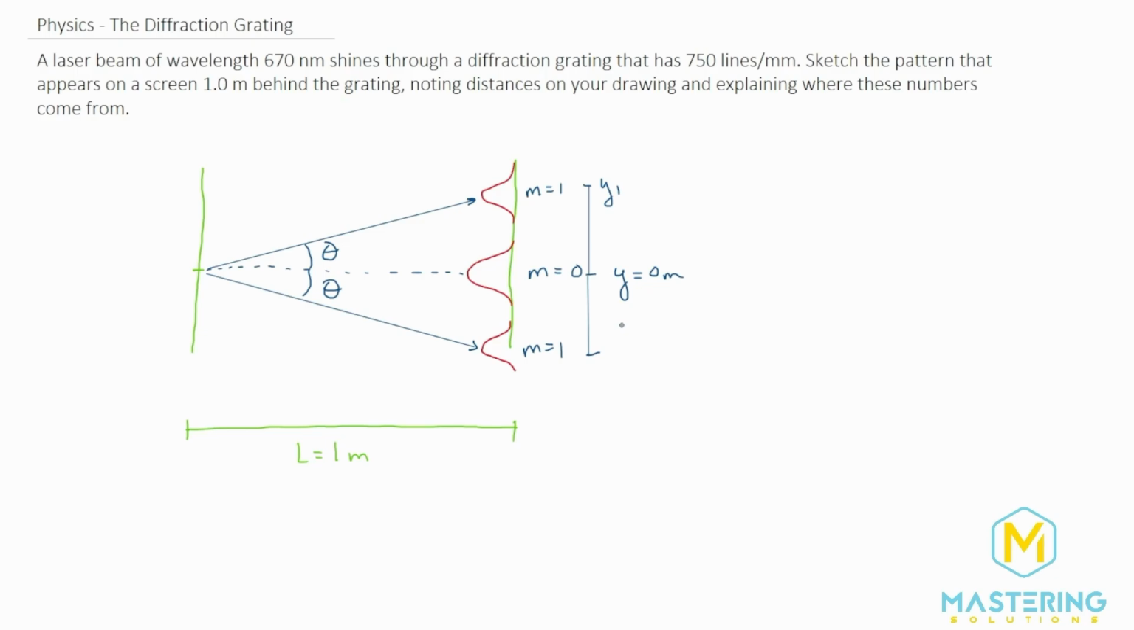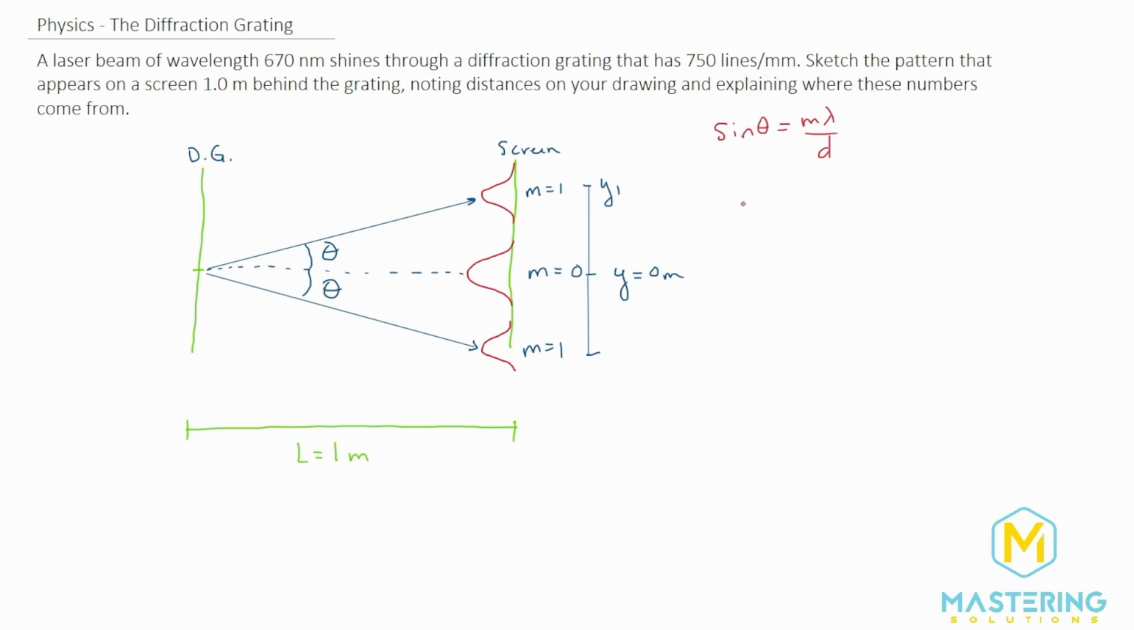So now we have to figure out what the distances and everything is. So we need to figure out what theta is and what y equals 1 is. And of course, they want to label stuff. So that's the screen. And then here's the diffraction grating. So the equation that we're going to use is sine of theta is equal to m lambda over d. We'll have m of 1, and they give us the wavelength lambda 670 nanometers. And then d is the grating distance, and that's 750 lines per millimeter.